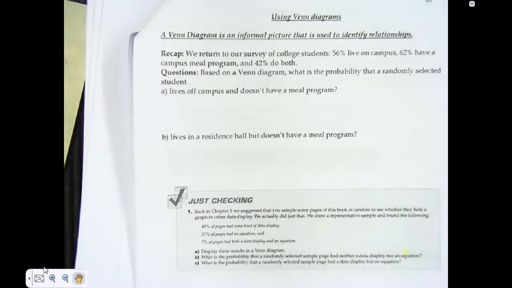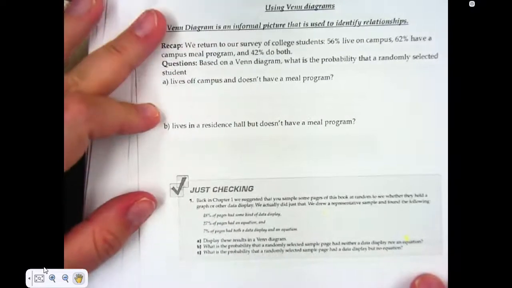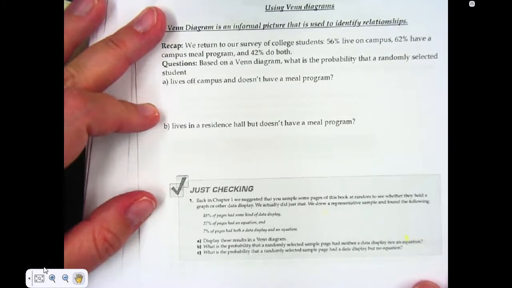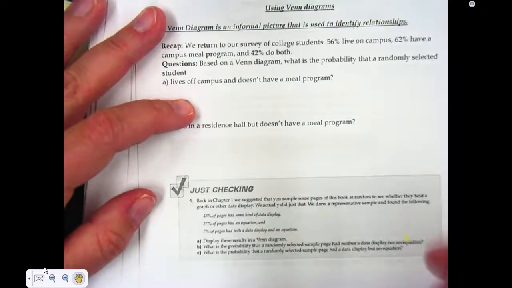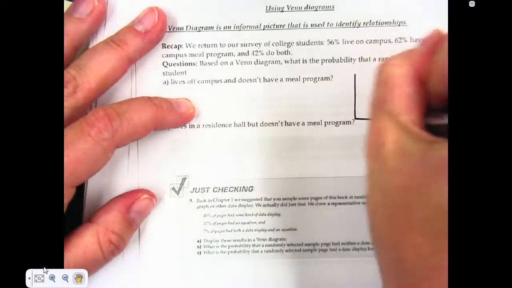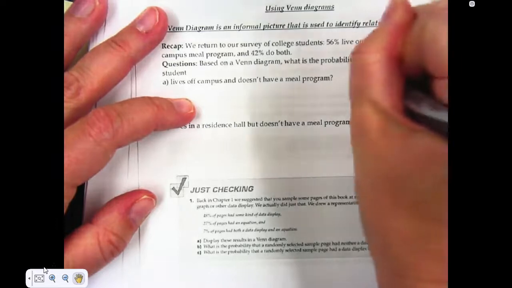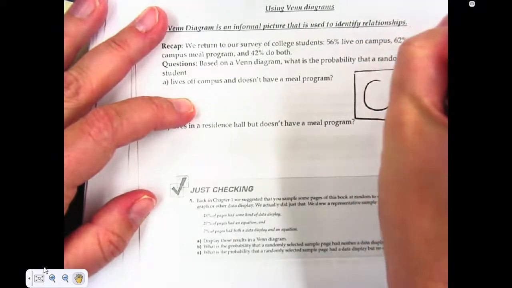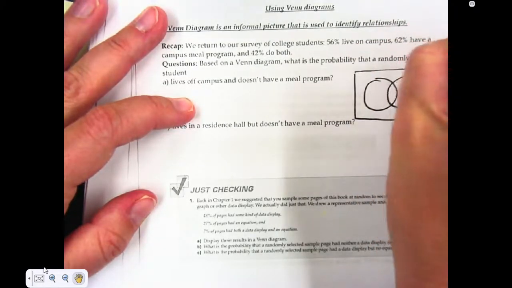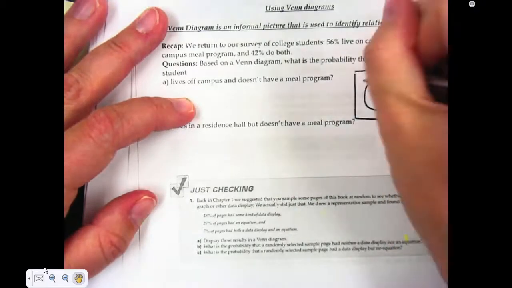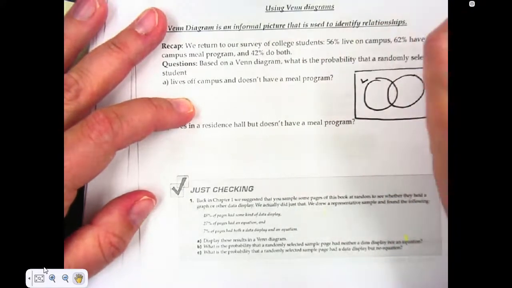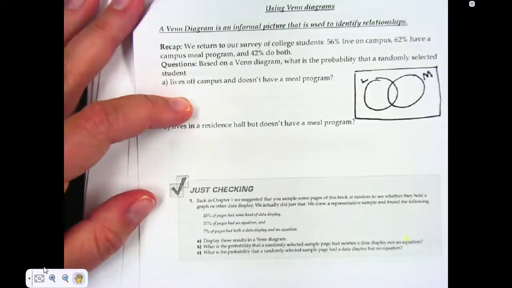Okay, so what we have is a situation where we're talking about college students. 56% live on campus, 62% have a campus meal program, and 42% have both. So I'm going to go ahead and draw a Venn diagram. I'm going to use L for live on campus and M for the meal plan.